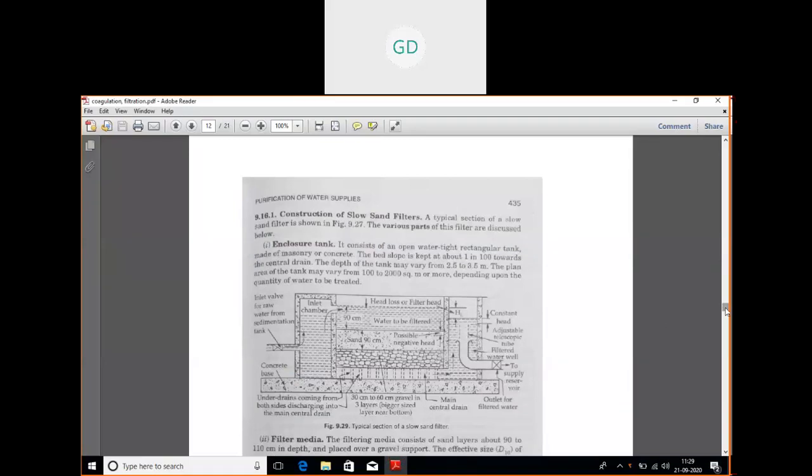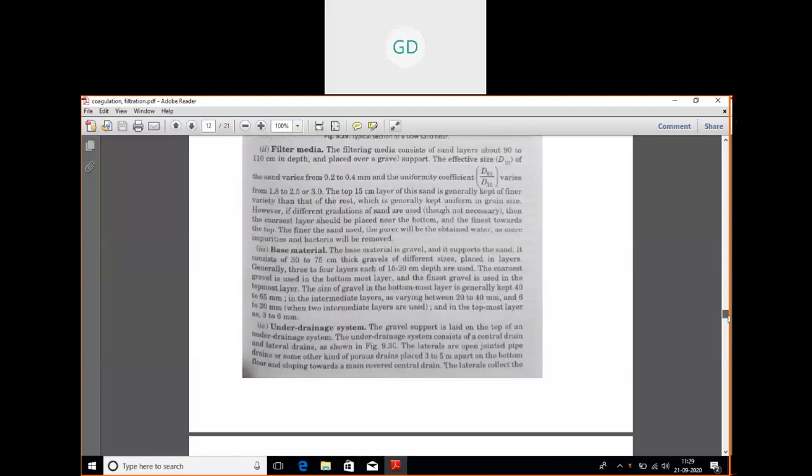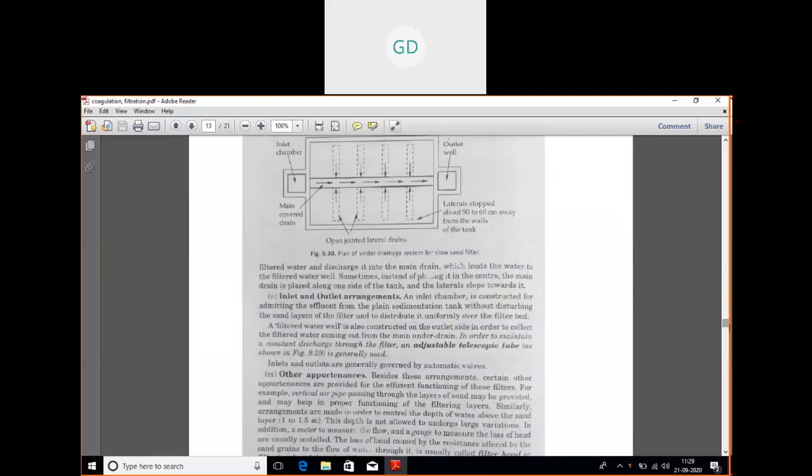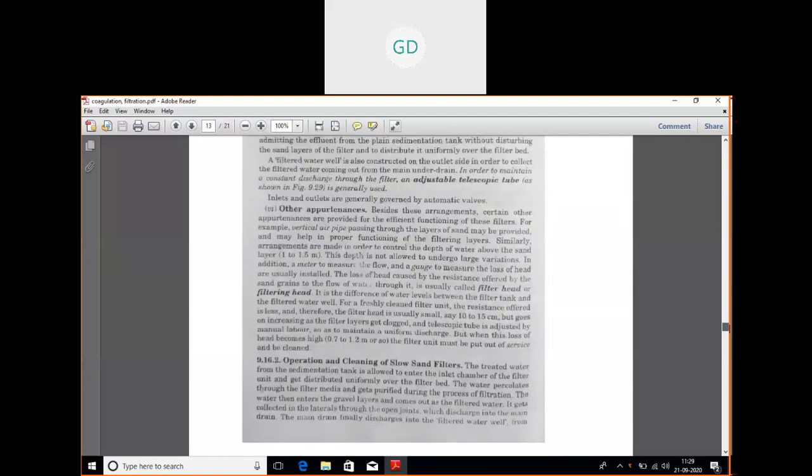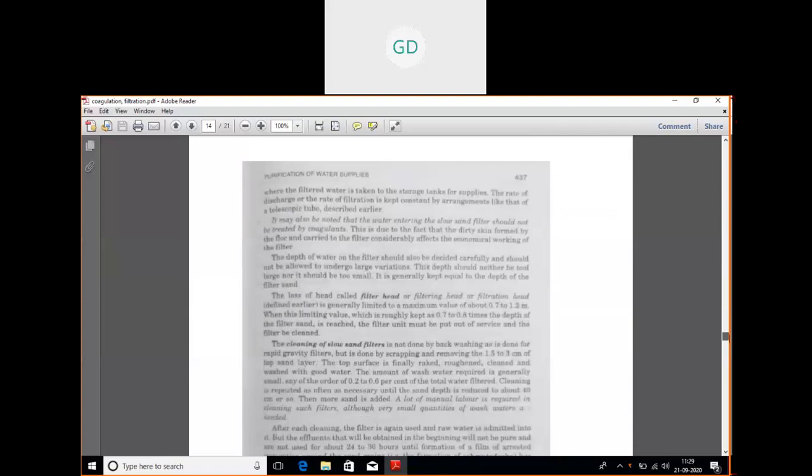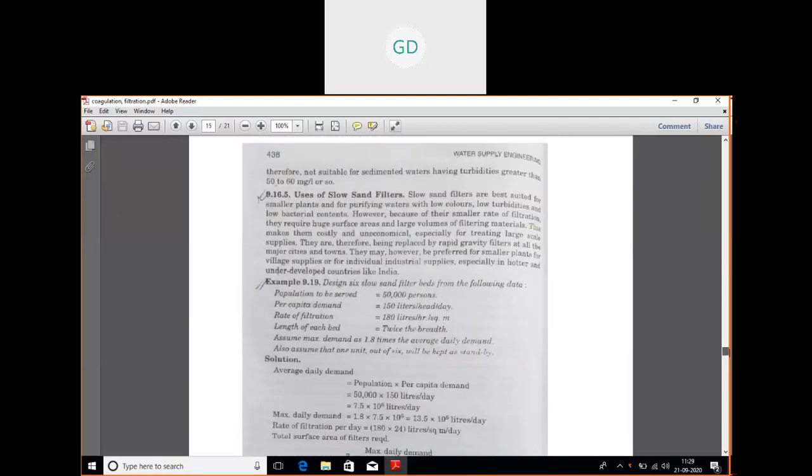So this is the section view of a slow sand filter. You write it down in your copy about the constructional details. Not much importance, but you should still know. Then, here you can see the uses of slow sand filter.